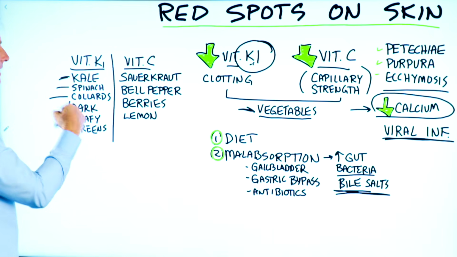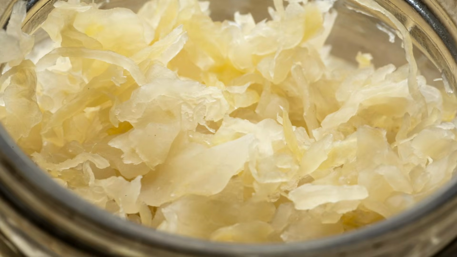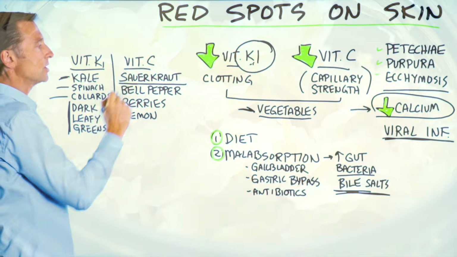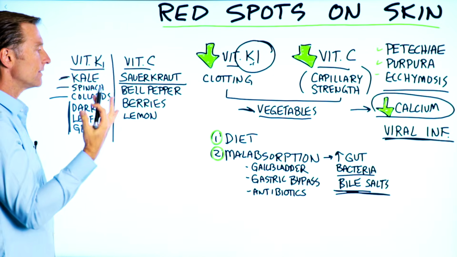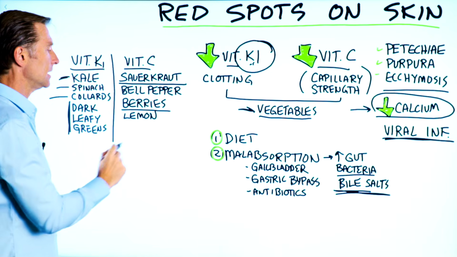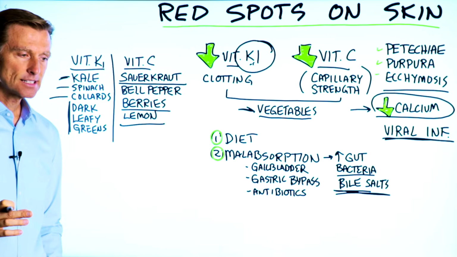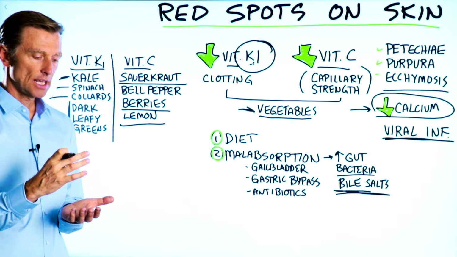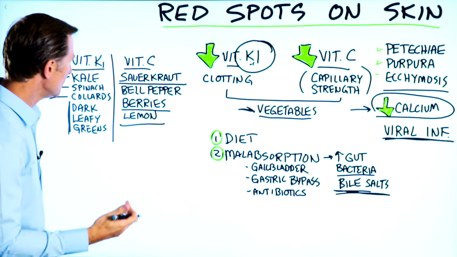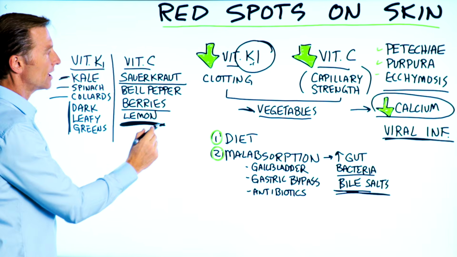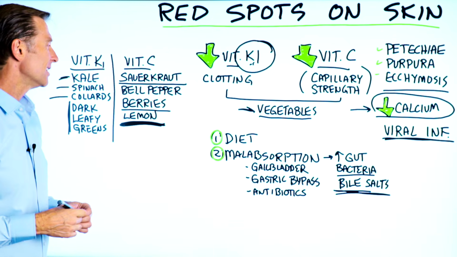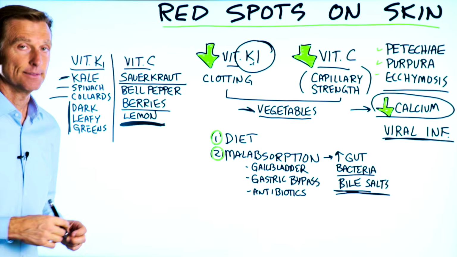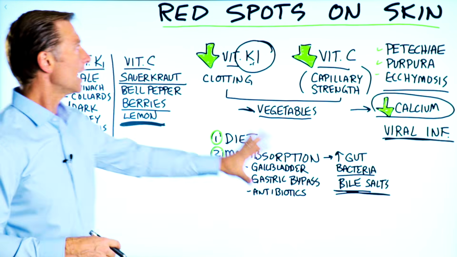And by the way, all of these are loaded with vitamin C. Sauerkraut has the most vitamin C, like 700 milligrams per cup. Bell peppers are loaded with vitamin C. Other peppers have a lot of vitamin C. Berries have vitamin C. Lemons have vitamin C unless it's pasteurized in a container. If you get raw lemons and you take the lemon juice, then you have vitamin C. If you get it in a glass jar, it's pasteurized and you have very low levels of vitamin C. All right, so that's my summary on red spots on your skin.